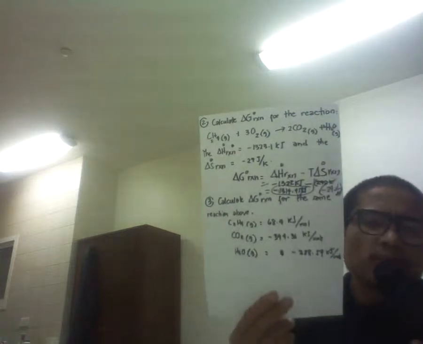Number 3: calculate the standard free energy change of a reaction for the same reaction above. This one is going to be kilojoules per mole. So this is going to be entropy, right? Yes, entropy. Or, I'm sorry, enthalpy.